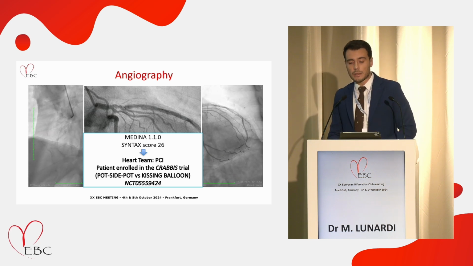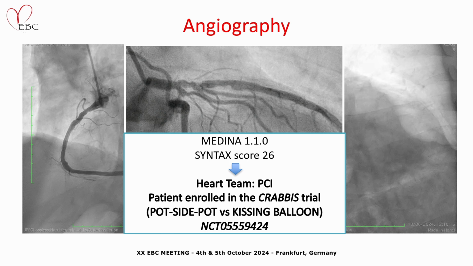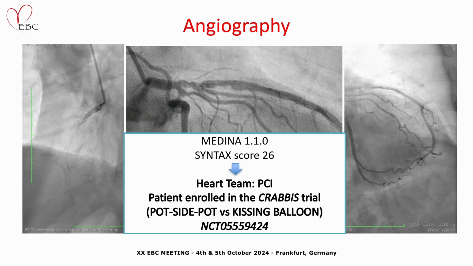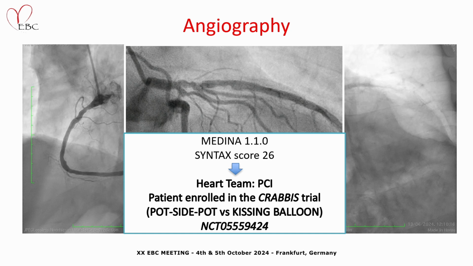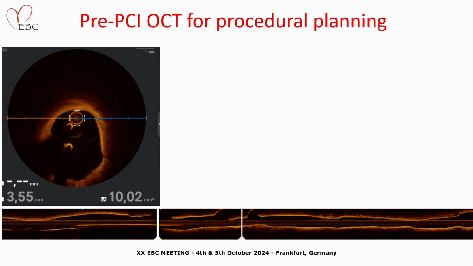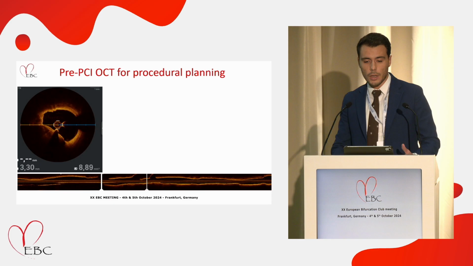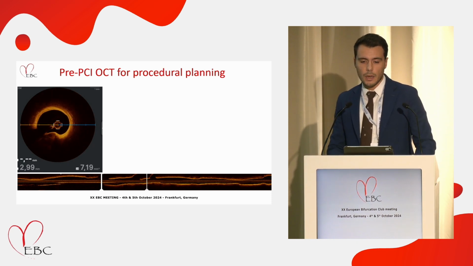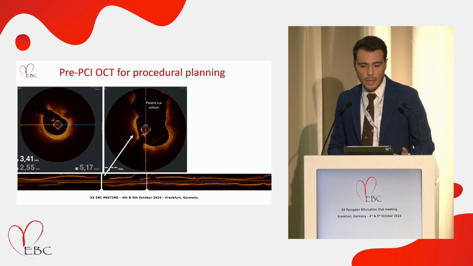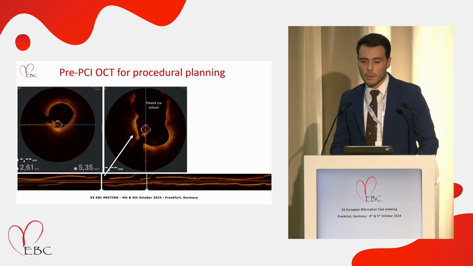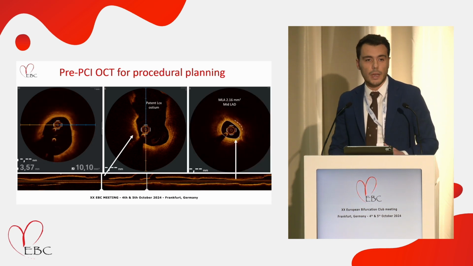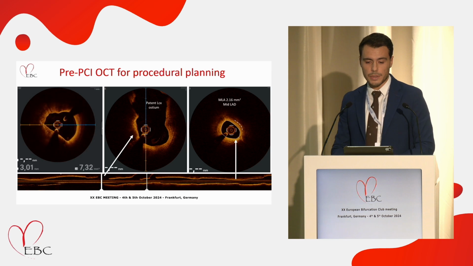This is basically a technical study where the primary endpoint is the OCT assessment after the ballooning with either the pot-side-pot or the kissing balloon. Since we had to use the OCT for the trial, we decided to use it also for pre-procedural planning. This is the first pullback before the PCI, where you can appreciate the distal left main stenosis and the long lesion at the proximal and middle LAD, but also a patent ostium of the circumflex at the level of the bifurcation and a minimum lumen area at the middle LAD of 2.2 millimeters square.